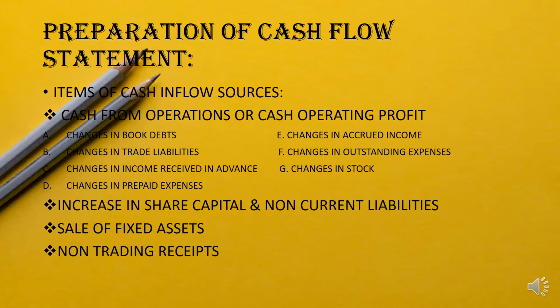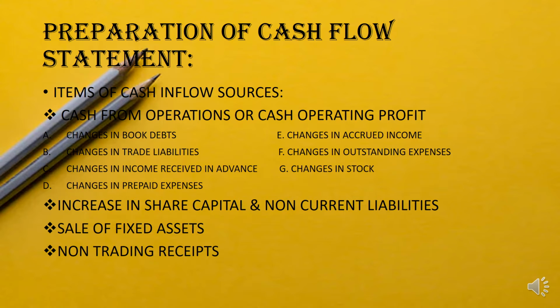Second one is changes in trade liabilities. It can be presented like cash from operations is equal to net operating profit plus increase in creditors and bills payable, or minus decrease in creditors and bills payable. The third one is changes in income received in advance, which can be expressed as cash from operations is equal to net operating profit plus increase in income received in advance, or minus decrease in income received in advance.